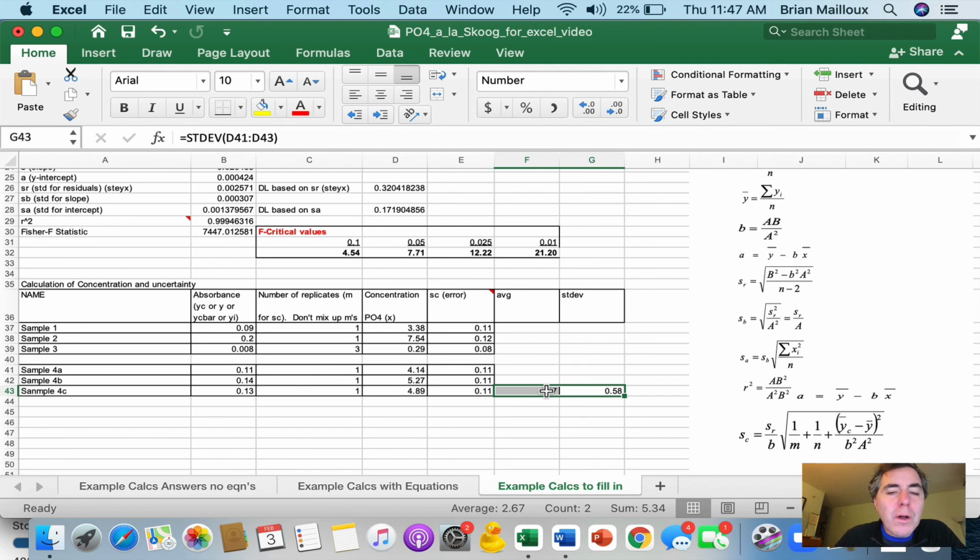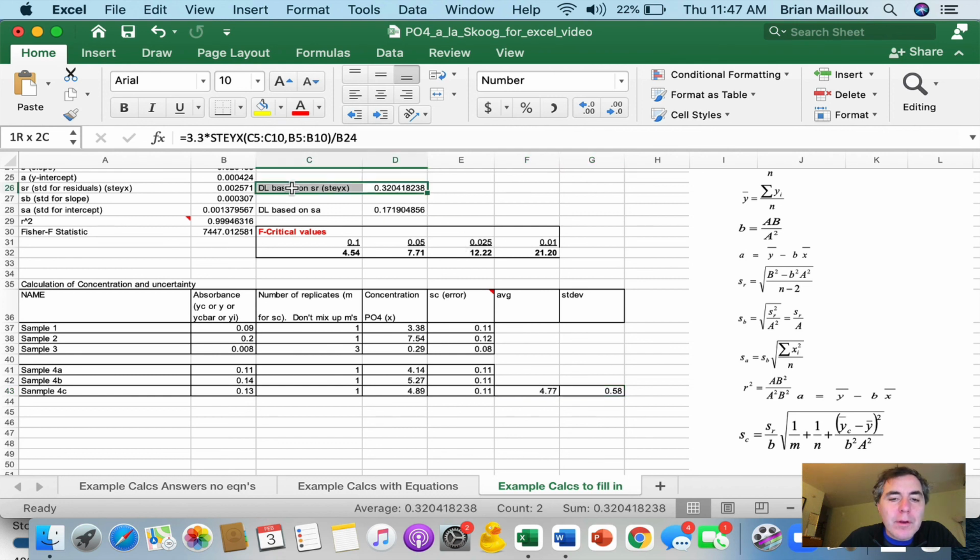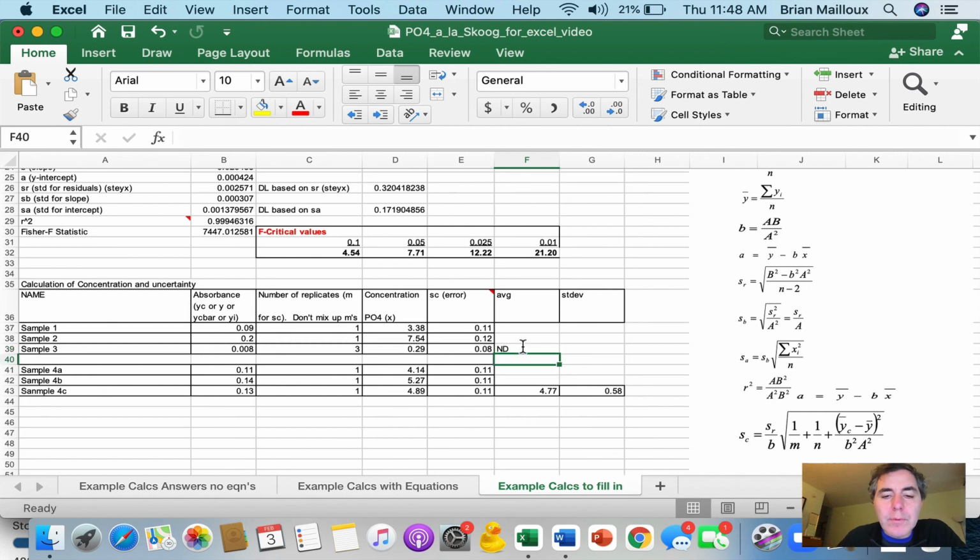And then there's finally one last thing we're going to check. Remember we determined the detection limit up here. We're going to say our detection limit was 0.32. So if you look here at sample 3, it was less than 0.32. So this sample, that's our concentration, but it's actually going to be non-detect when we're done because it's below what our standard curve could detect.